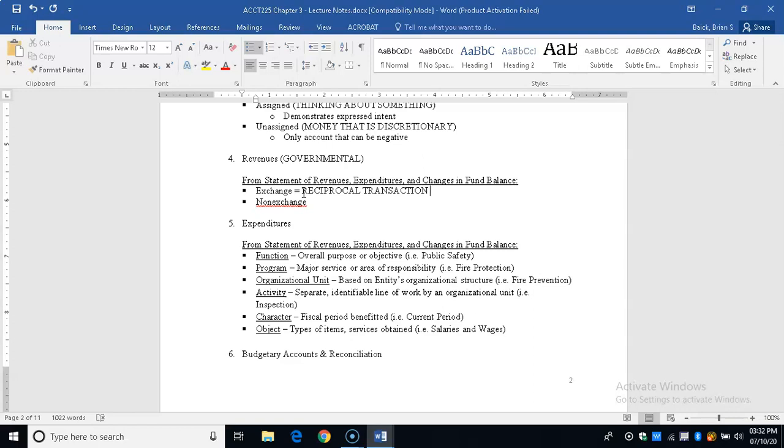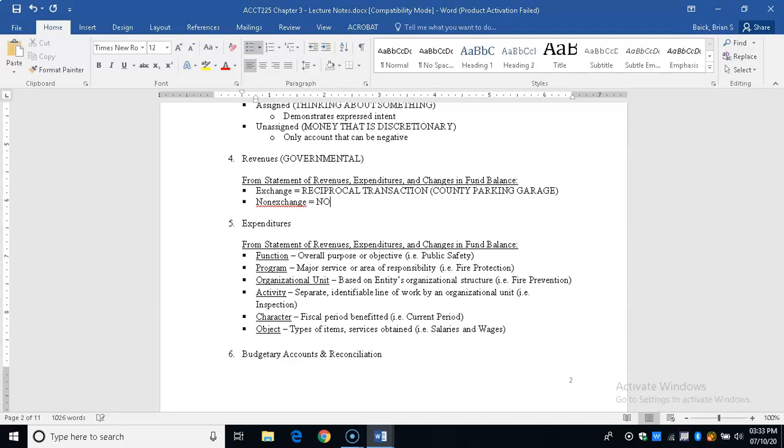Okay, so some examples of reciprocal transaction, exchange transaction, would be like a county parking garage. When you go to a county parking garage, like in Bethesda, you're paying, let's pretend, $2 per hour. So you're paying money, the government is receiving revenue, and they're providing something to you in exchange. They're providing you with a place to park. That's called exchange revenue.